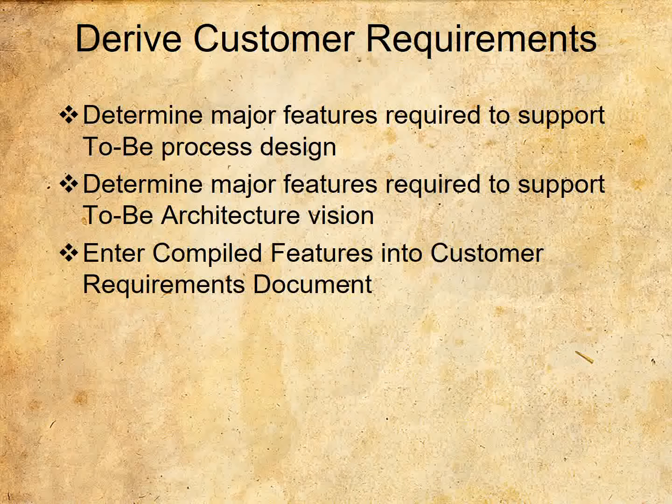Determine major features required to support to-be architecture vision. Review the to-be architecture vision, and determine the major features required. Enter compiled features into customer requirements document. Enter all of the customer requirements data captured on the requirements information gathering template into the customer requirements document.